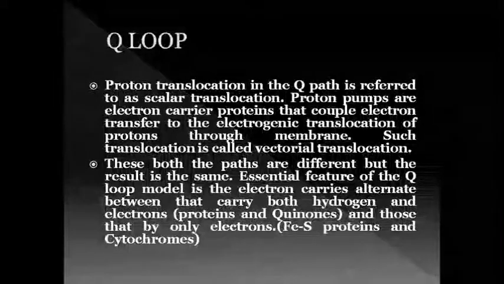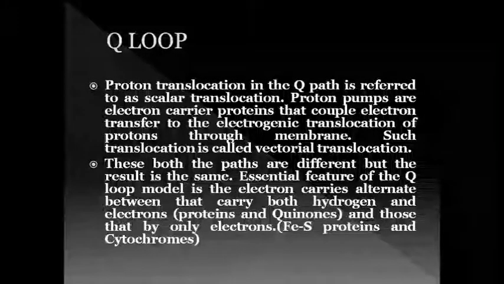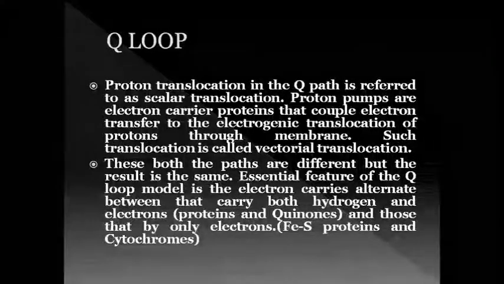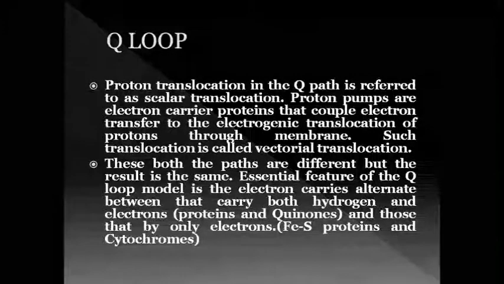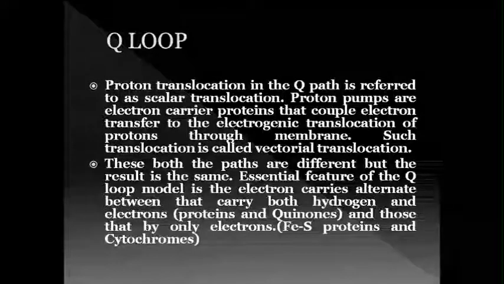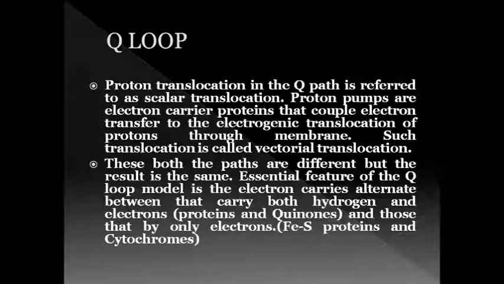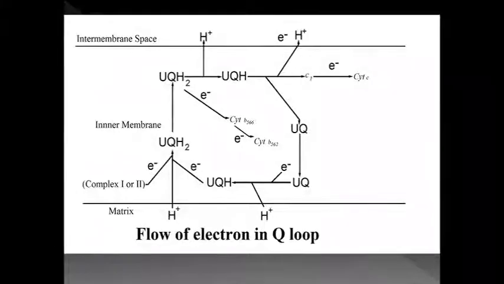Here, proton translocation is referred to as scalar translocation. The electrogenic translocation of protons through the membrane electron carrier proteins or proton pumps is called vectorial. The Q-loop shows the flow of electrons alternating between electron carriers and carriers of both electron and hydrogen ion.